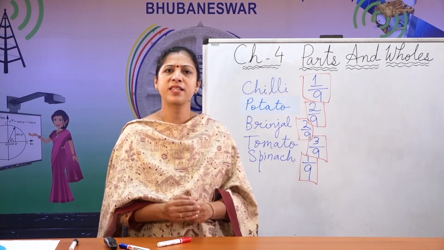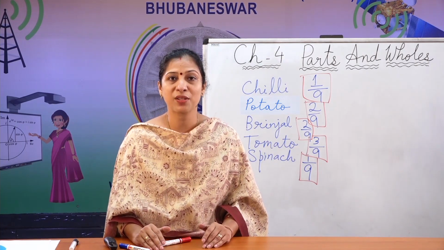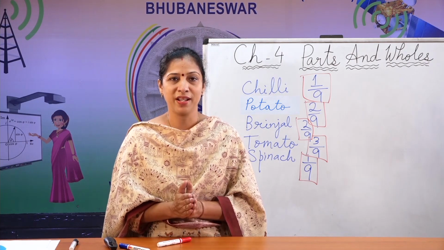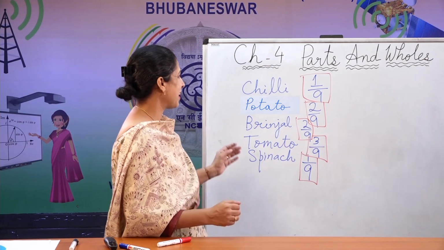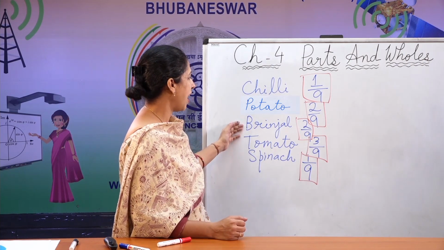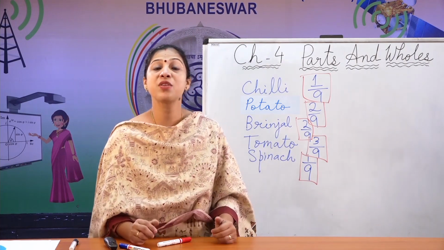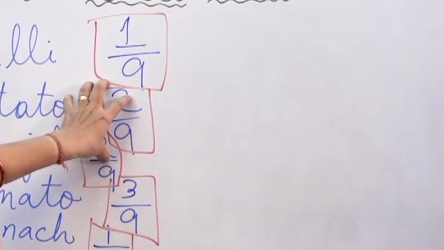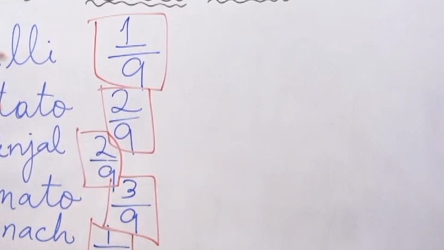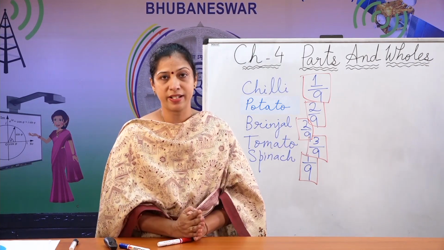Which two vegetables are grown equal in number? Yes, you can tell that potato and brinjal as well as chili and spinach are grown equal in number, because potato and brinjal are grown on 2 parts out of 9 parts and chili and spinach are grown on 1 part out of 9 parts. So they are equal in number.